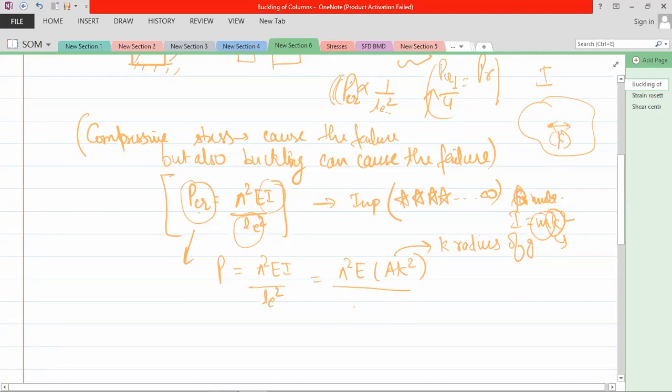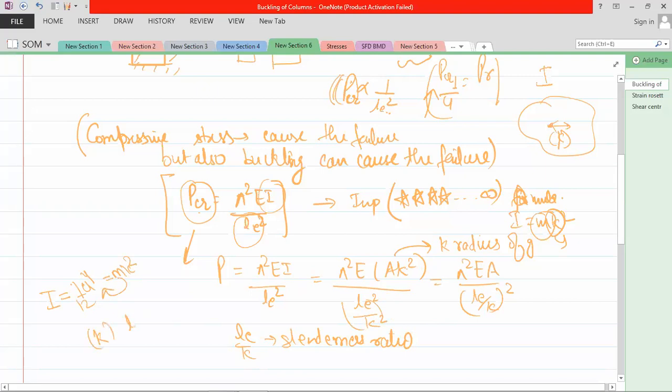So divided by LE square, and if we do one shifting, that is LE by K whole square. You can put the K square here, and you put LE by K whole square. So LE by K is called slenderness ratio. Sometimes in exam they can ask what is the slenderness ratio. So you can directly obtain I. Suppose for a square it is 1 by 12 a to the power 4, and you take m K square divided by this, you will get the K value. So LE by K will be your slenderness ratio. So this is the first concept.